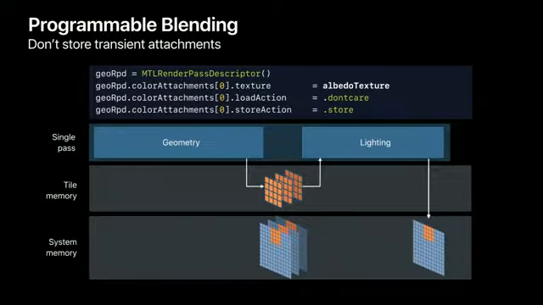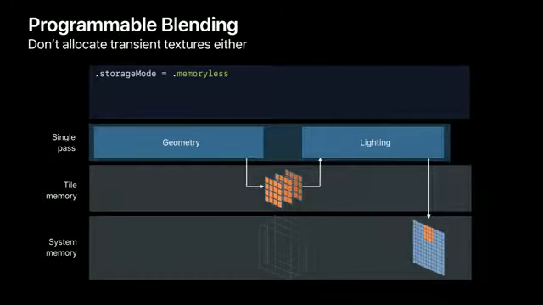When using programmable blending, we're no longer writing or reading from the G-buffer textures. So we can set the store action of our color attachments to don't care. Okay, so this solves our bandwidth problem, but we still have these Metal texture objects taking up space on our device. We need to tell Metal that we no longer need any physical memory for our G-buffer textures. We do this by setting the storage mode of the texture to memoryless. We're telling Metal that we're no longer going to perform any store actions on it, so we don't need to actually allocate the memory.